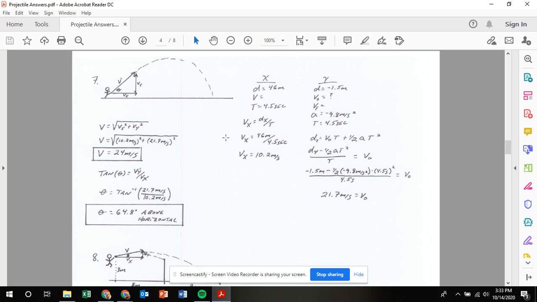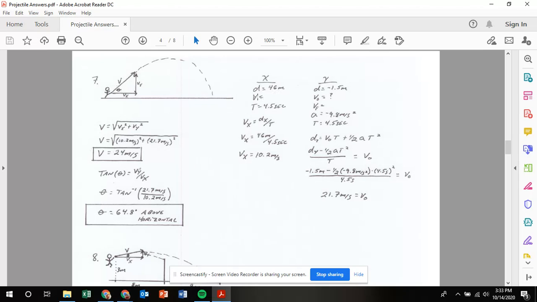We're going to be taking a look at problems 7 and 8 from the Projectiles Launched at Angles review. In number 7, a football player punts the ball so that it will have a hang time, or total time of flight, of 4.5 seconds. So you can see we put that here in time in both the X and Y directions. And it's going to land 46 meters away, so that's my displacement in the X direction.